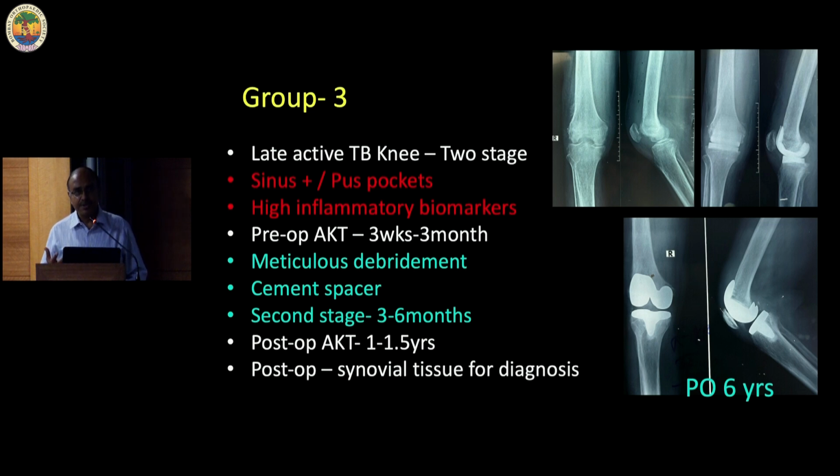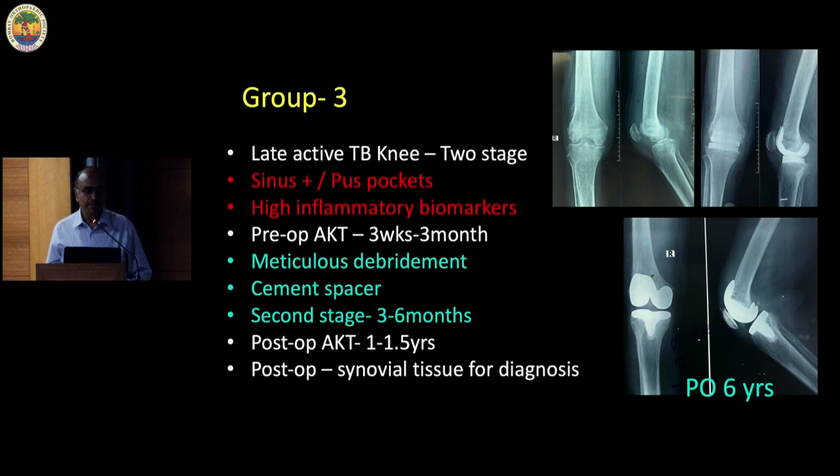Here either there is a presence of a sinus, or there are frank pus pockets around the knee, and/or in spite of giving anti-tubercular treatment, your inflammatory markers remain high, both ESR and CRP. So here you require a 2-stage reconstruction.